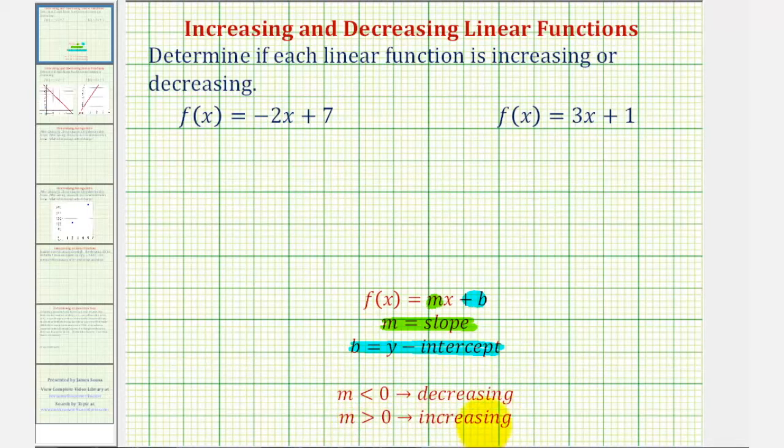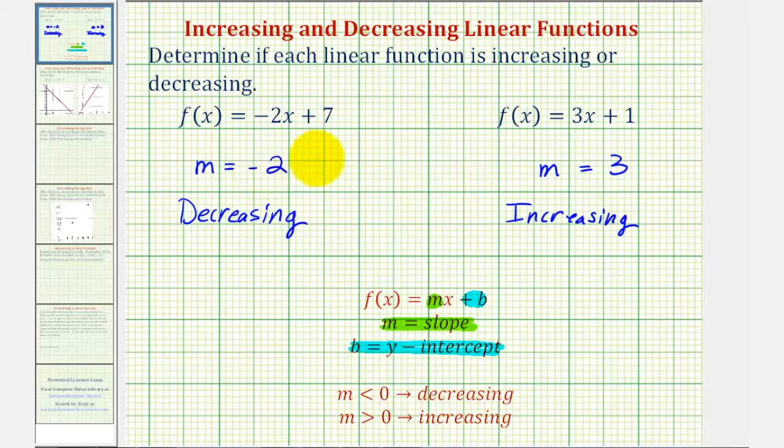So we are going to look at the graphs of these two functions in just a moment, but for right now, we should be able to recognize that for this first function, the slope, or m, is equal to -2, and therefore the function is decreasing. And for the second linear function, f of x equals 3x plus 1, the slope is +3, and therefore the linear function is increasing.